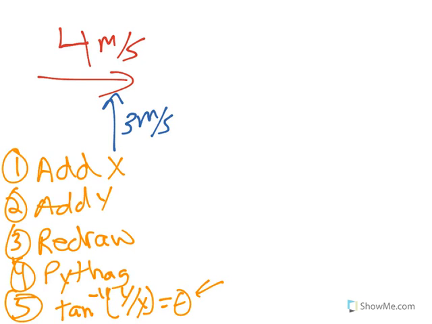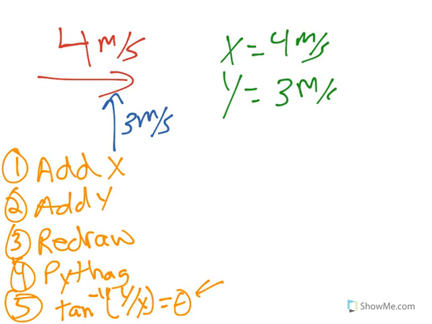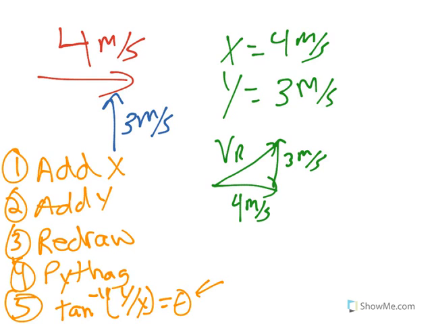All right, so in this particular case, there's only one x, which is convenient. It's 4 meters per second. There's only one y, which is convenient. It's 3 meters per second. And so we would add them together. We would redraw. So we draw the x first, 4 meters per second. Then the y, 3 meters per second. Now we've got a nice little right triangle, and this will be the resultant velocity.